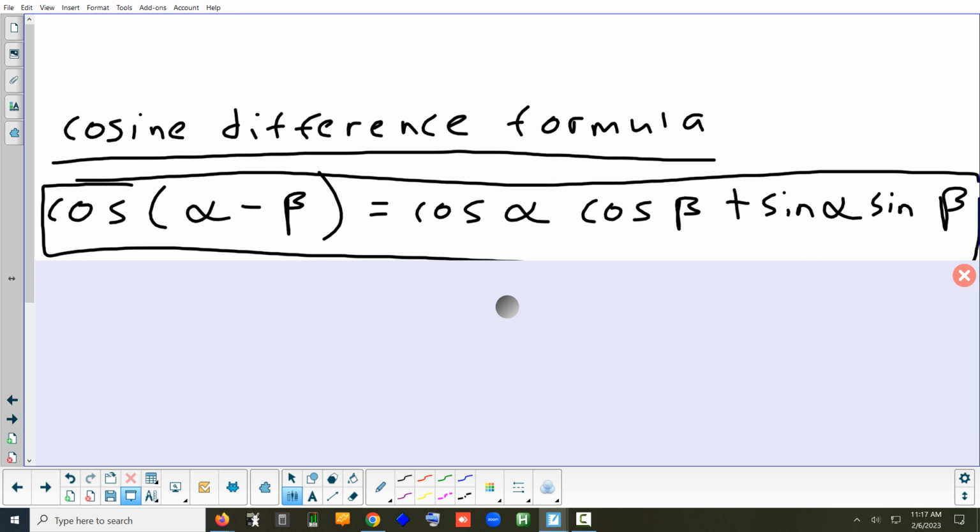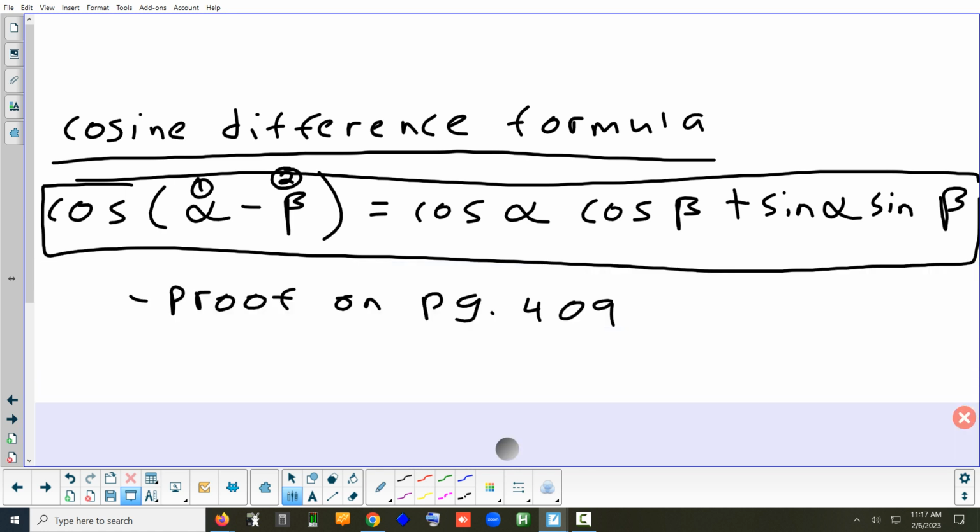In this case, they're not mixed. The cosines are grouped together on the left of the plus sign, and the sines are grouped together on the right. And what I usually refer to these things as is first and second. My first angle and my second angle. So cosine of the first times cosine of the second, plus sine of the first, sine of the second. That's the pattern. And again, the proof of it is on page 409, which is online.